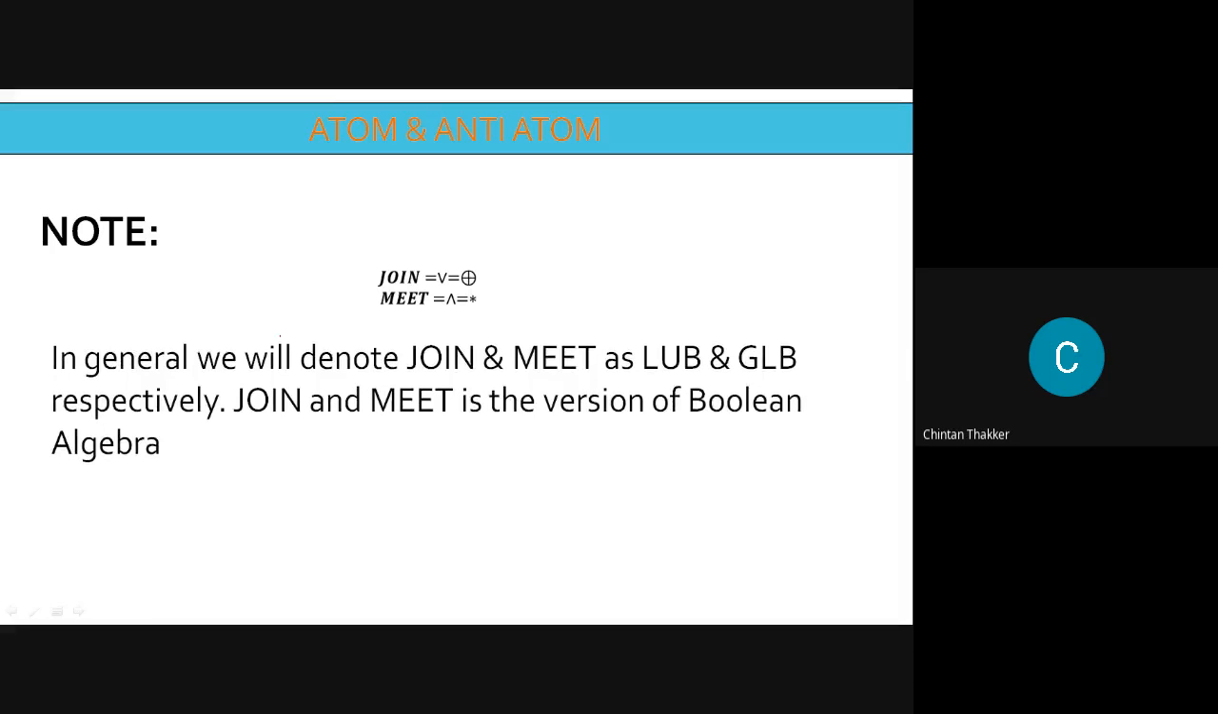Then we have atom and anti-atom. For atom here we just give another name to the star and ring sum. The ring sum we give the name join, and star meet. In short, the join means LUB and meet means GLB.